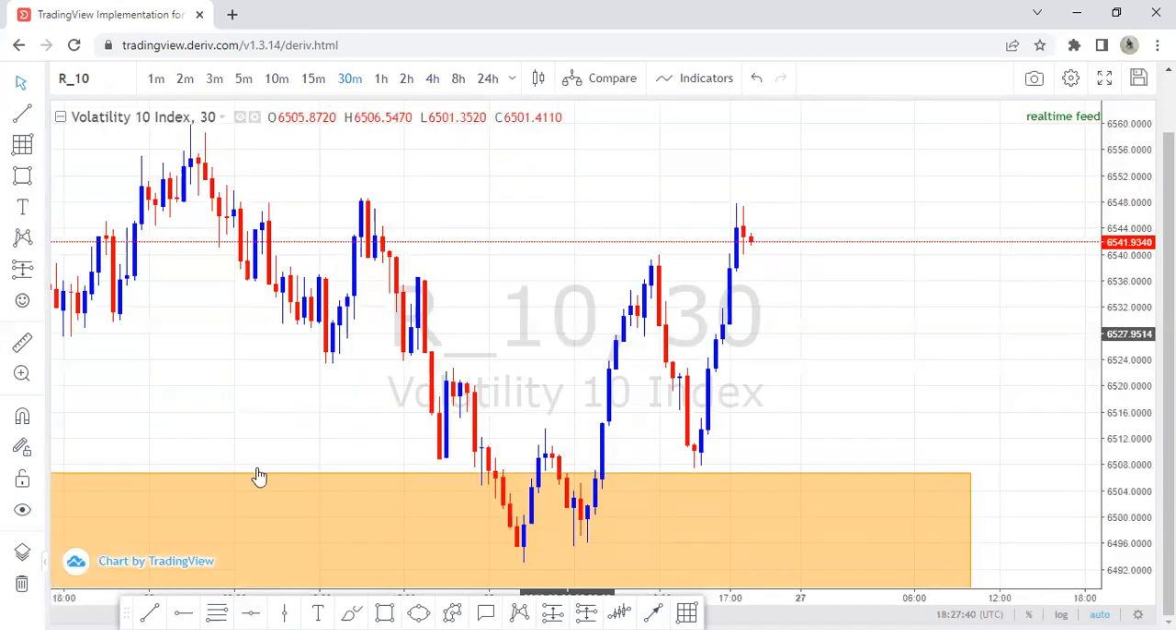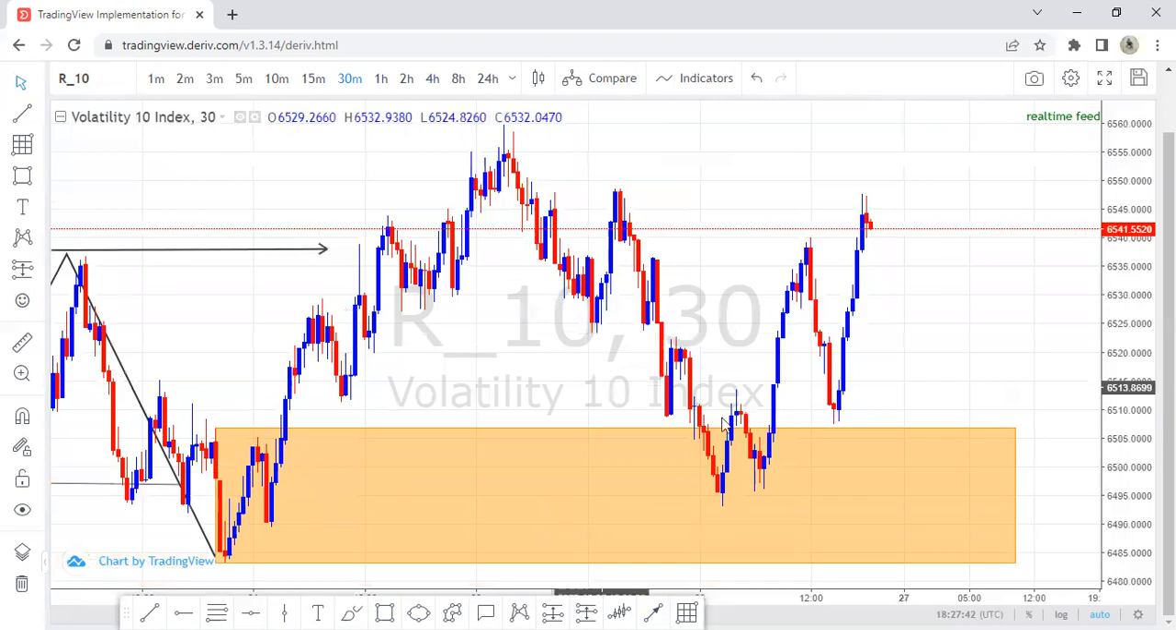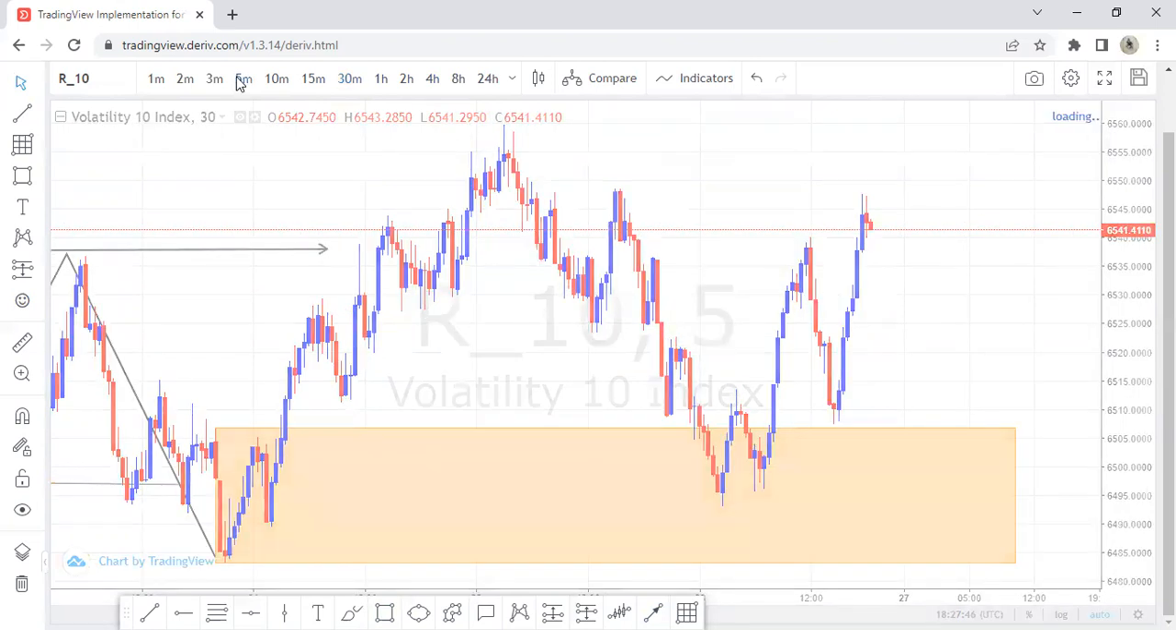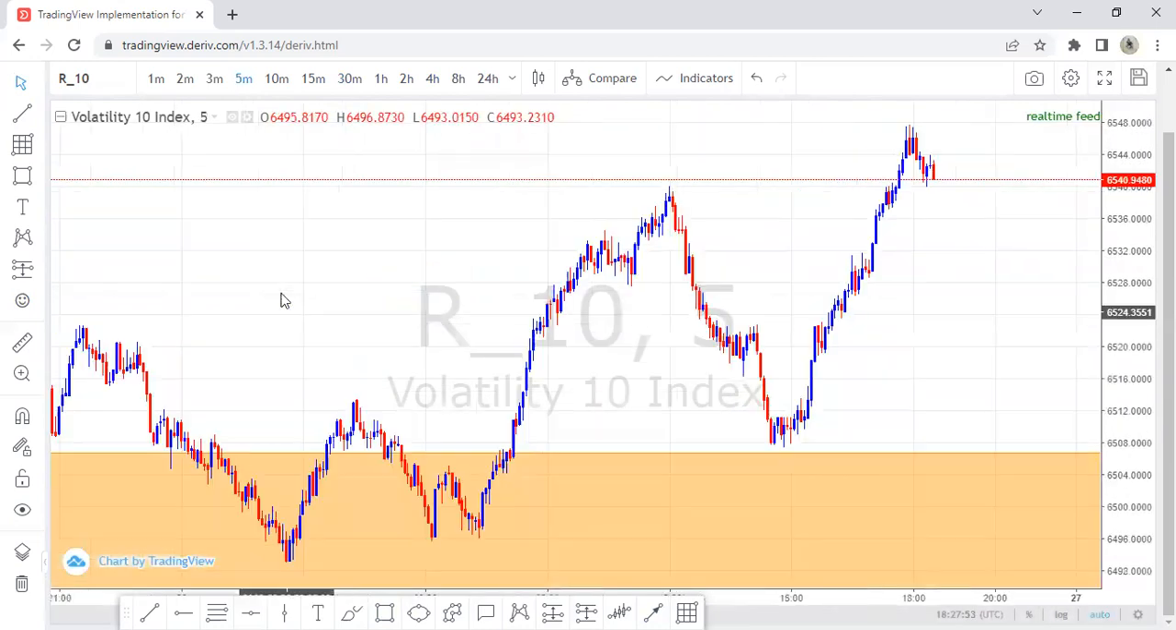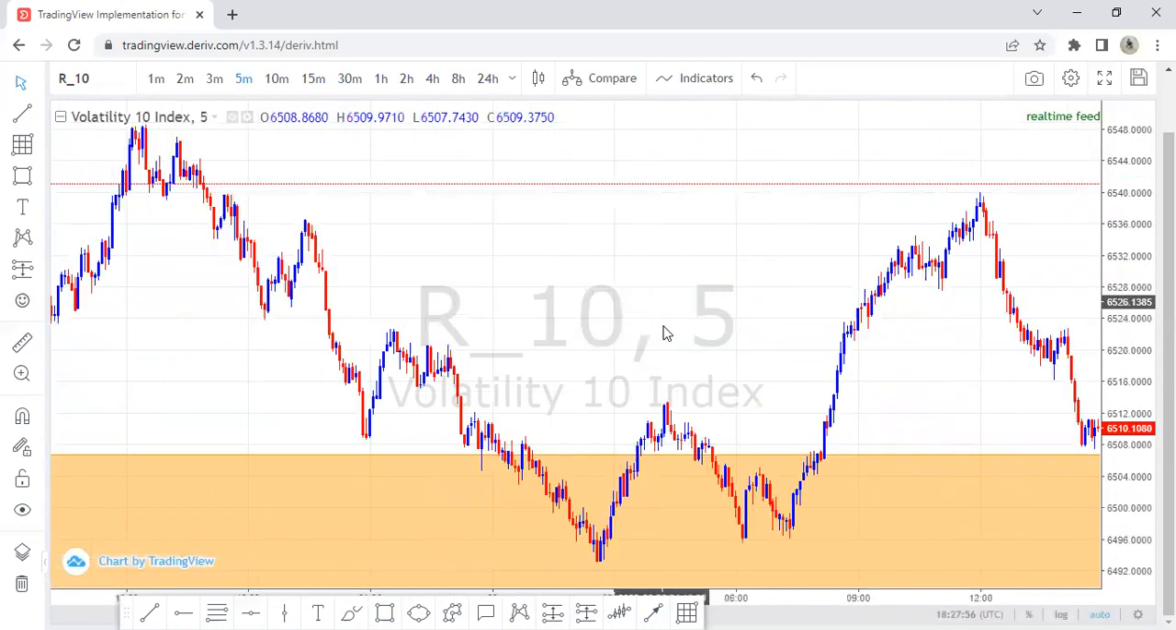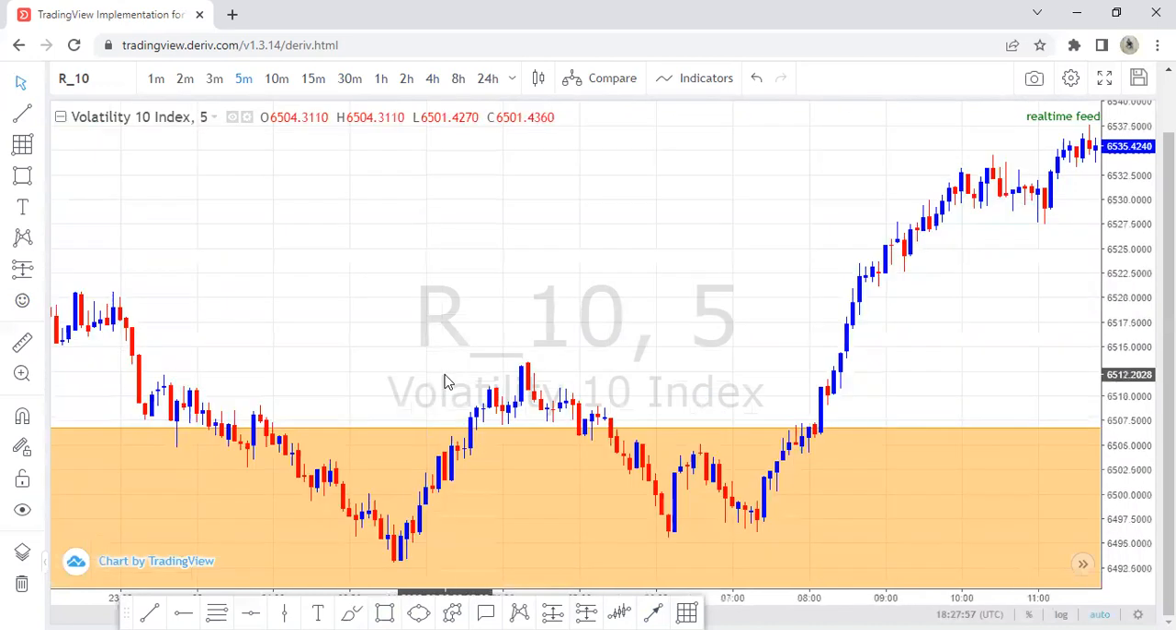So this is our point of interest. So the market came here, and was there a confirmation? Go to the 5 minutes. You keep going down the time frames, so you find what you're looking for. Right? So look at this. The market came into a point of interest. Remember that you want to see this thing happen in your point of interest.